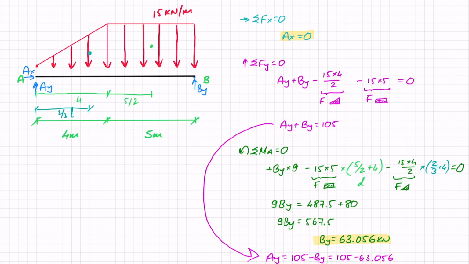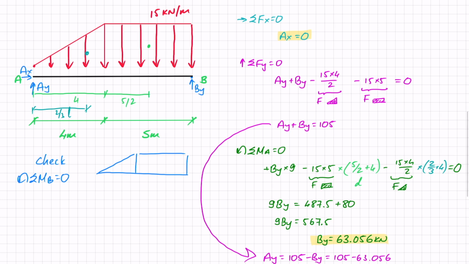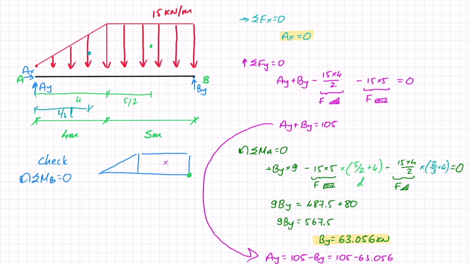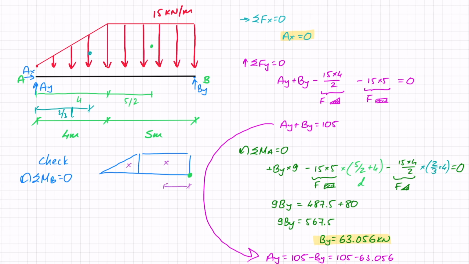But what I want to do now is a check. And to do this check, I'm going to do the moments around B. And before I do this, let's just remind ourselves of what we have. We have this triangular force and this rectangular force, and now we're looking for moments around this point here. So the centroid of this shape is in the middle here, the centroid of this shape is at a third. So this distance here is going to be half of 5, and this distance here is going to be a third this time of 4 plus 5 here. So with that in mind, let's quickly do our check.